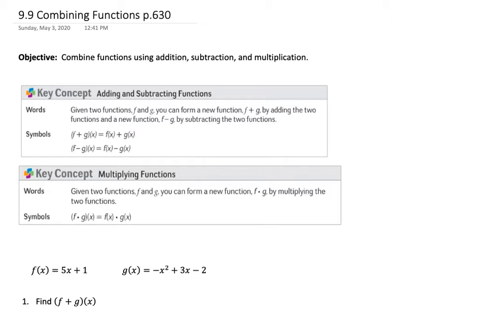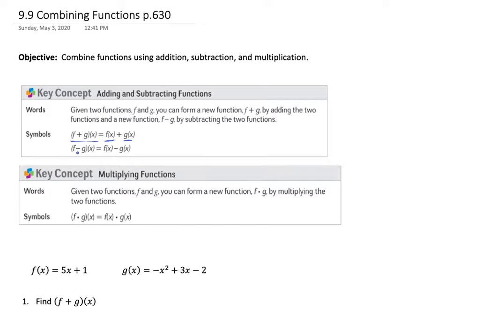The objective is to combine functions using addition, subtraction, and multiplication. We did that with polynomials. The only difference is these are called functions, so they have names like f of x and g of x. If you're going to add or subtract two functions and your functions are f and g, then the notation is going to look something like this. So f plus g of x. What that means is that you're going to take the f of x function and add it to the g of x function.